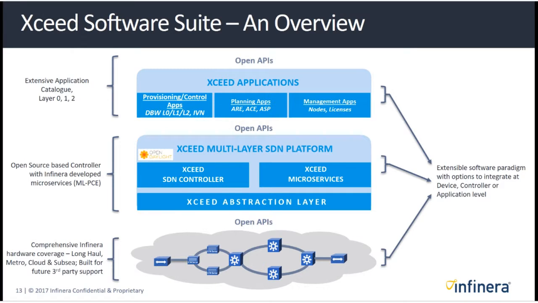So the Xceed suite, a combination of the platform and the applications exposed via standard APIs, enables next generation automation for optical networks. Xceed is built for Infinera network elements with an open architecture which can evolve into supporting additional future network elements as well. Xceed has an inbuilt multi-layer path computation engine which supports service optimization across layers to provide a service realization with layer 2, layer 1 and layer 0 services.